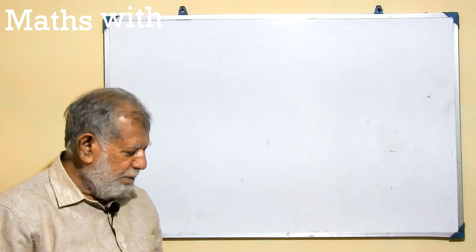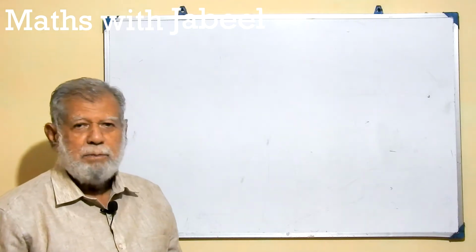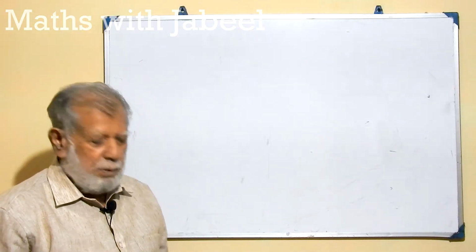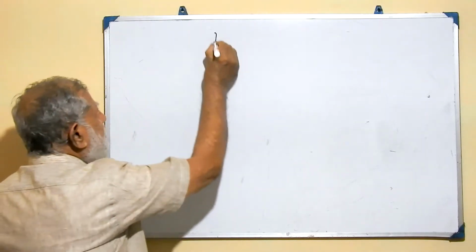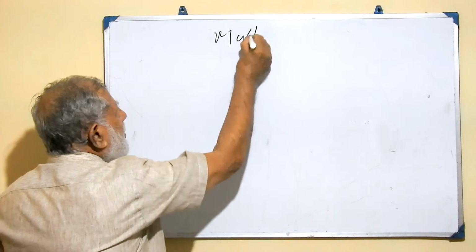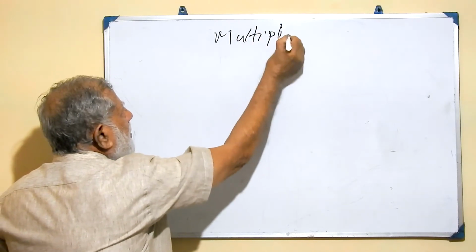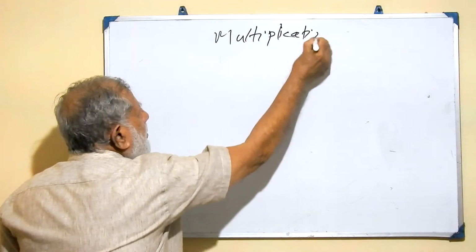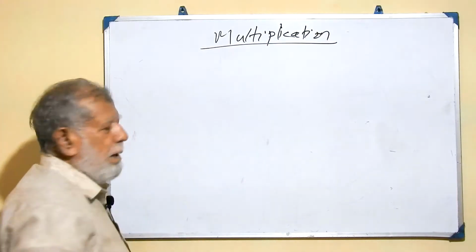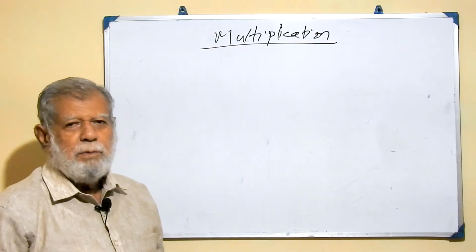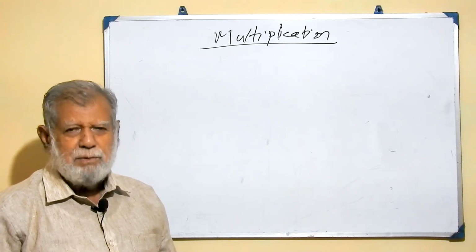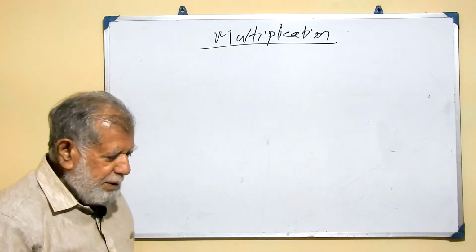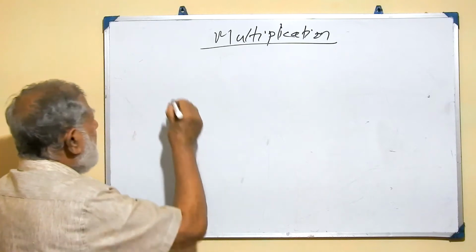Last lesson I can remember we did addition and subtraction of decimals. Today we are continuing. Today I want to do multiplication of decimals. Each type you have to practice on your own, then only you will be able to get the sums correct. So multiplication of the decimals, we will first start with multiplying with whole numbers.